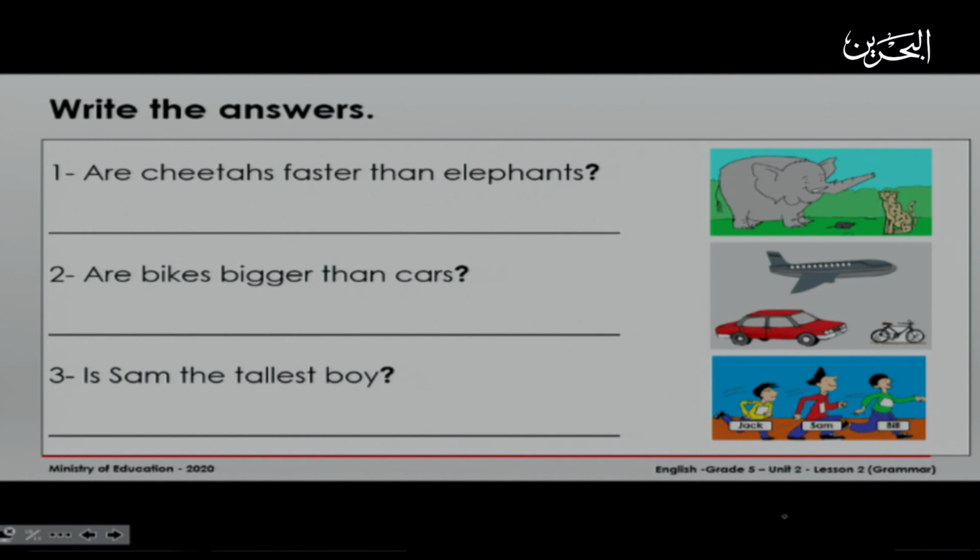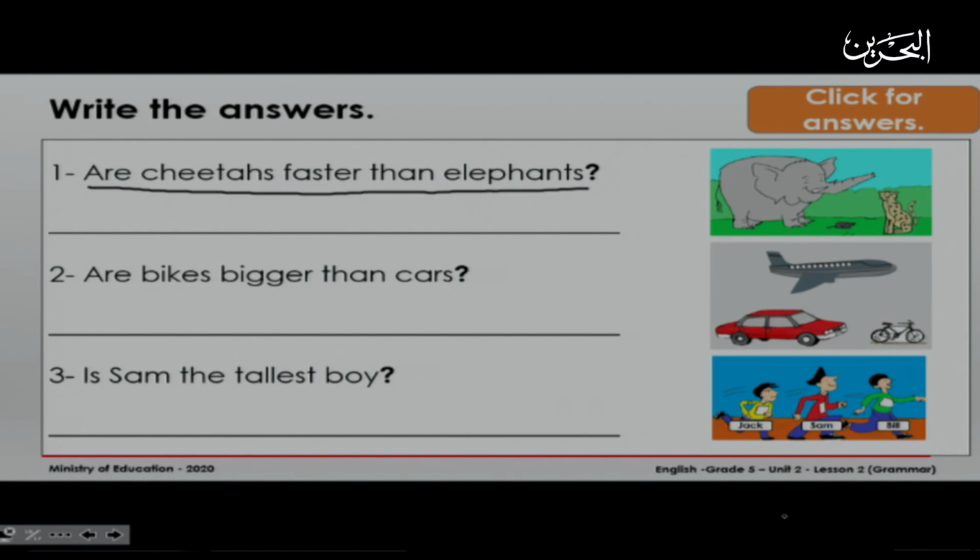Now let's check your answers. Number 1. Are cheetahs faster than elephants? What do you think? Yes, they are. Very good. Number 2. Are bikes bigger than cars? Look at the bike. Is it bigger than a car? What do you think? No, they aren't. Very good.